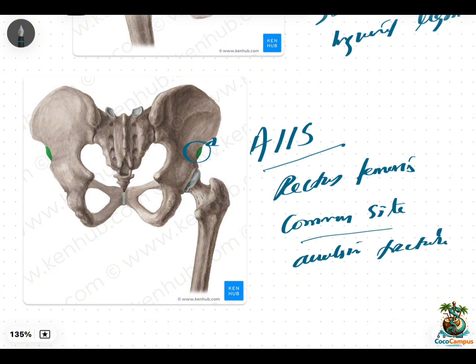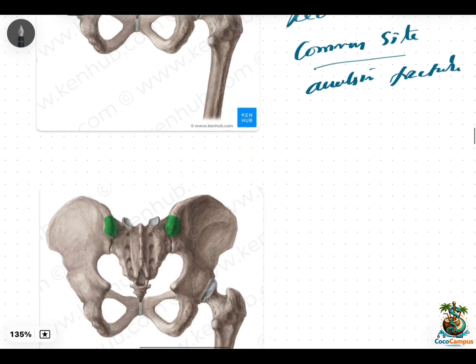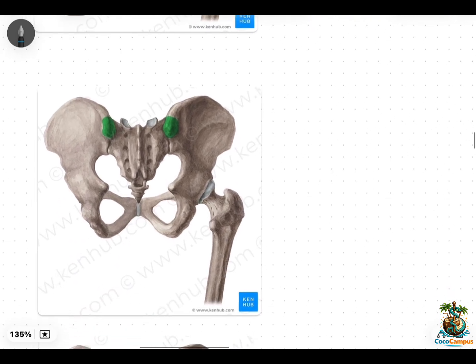Next is the PSIS, posterior superior iliac spine. The posterior end of the iliac crest. Look for the dimples of Venus. It sits at the level of S2, marking the middle of the sacroiliac joint.